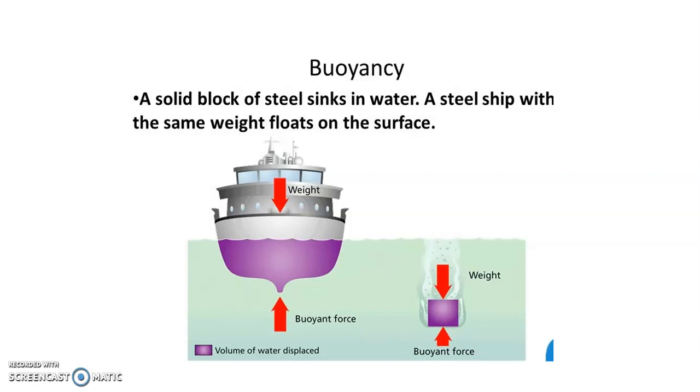So it's really important when a shipbuilder is designing a ship that they design the shape of it to displace enough fluid to hold the ship up so that it doesn't sink, right? To have it float at the surface rather than sink.